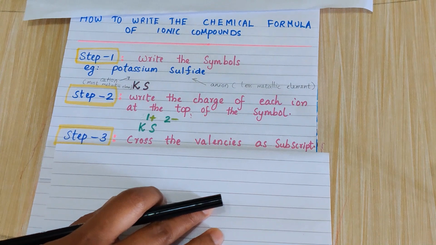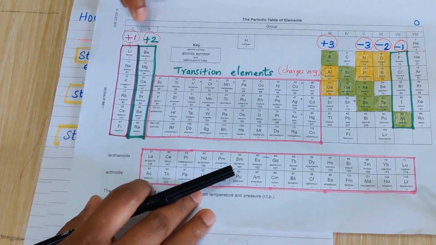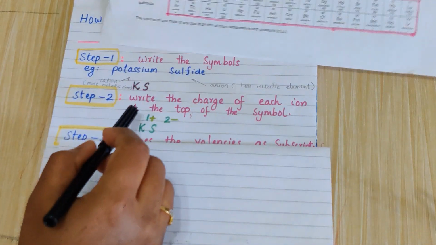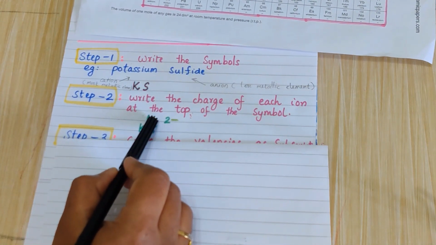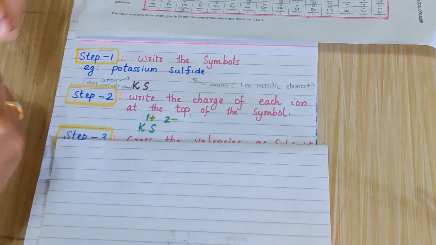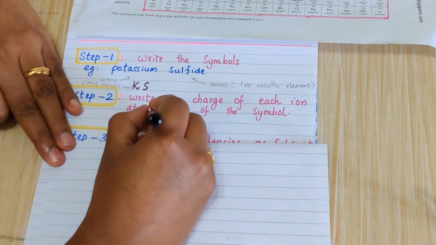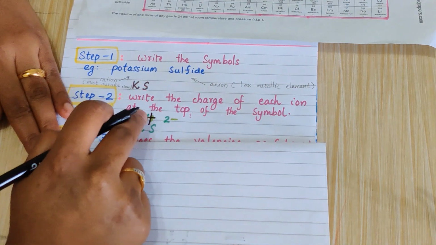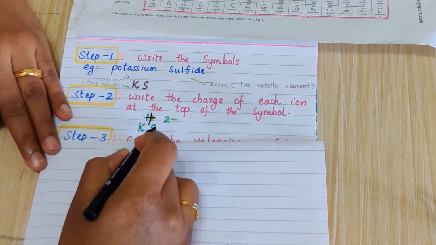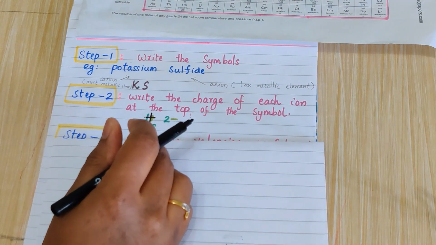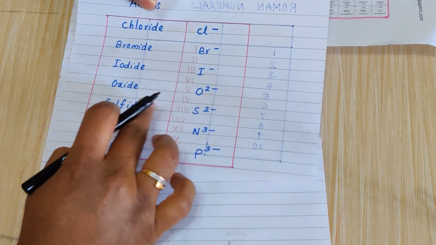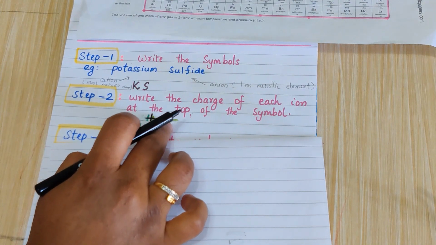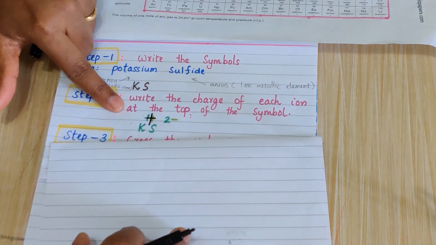Now we have to write the charges. Potassium is in group 1, so it carries +1 charge. We can write 1 plus or simply plus. It is better to write the simple plus charge; if it is 1, there is no need to specify it. And sulfide is an anion. Sulfide carries the charge 2 minus, means -2. We have to write the charge 2 minus. So this is the second step.